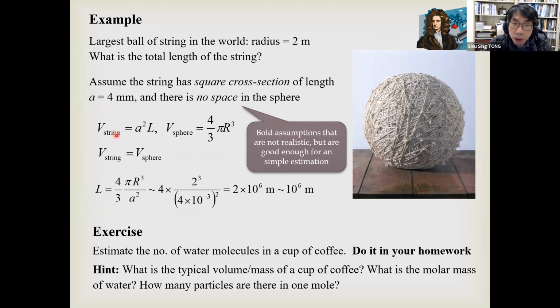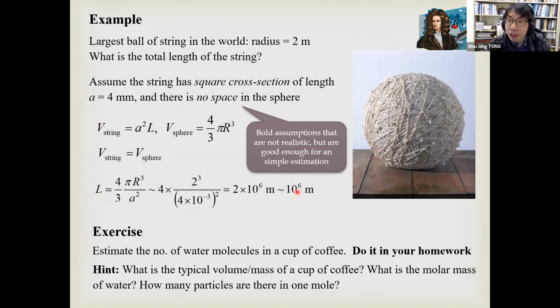So the total volume of the string is the cross-sectional area multiplied by the total length of the string, right? The cross-sectional area is a squared, the length of the string is L, and the volume of the sphere is 4/3 pi r cubed, where r is the radius of the string sphere. And so we equate the two volumes. We assume no space between the string, which is obviously not true, but we still assume that, and we can solve for L. We put in all the numbers and we get about 2 times 10 to the power 6 meters. So the order of this number is 10 to the power 6 meters.